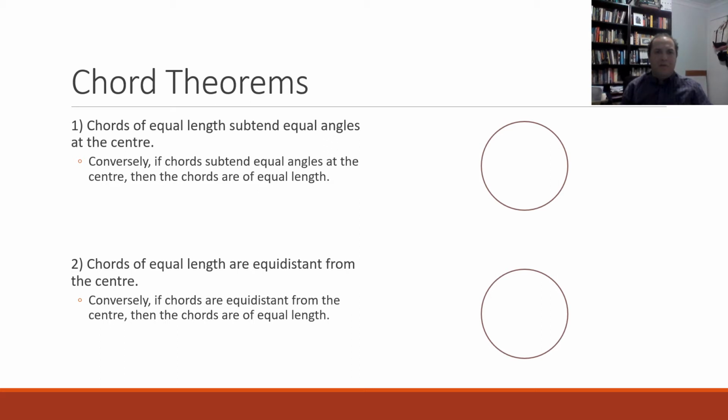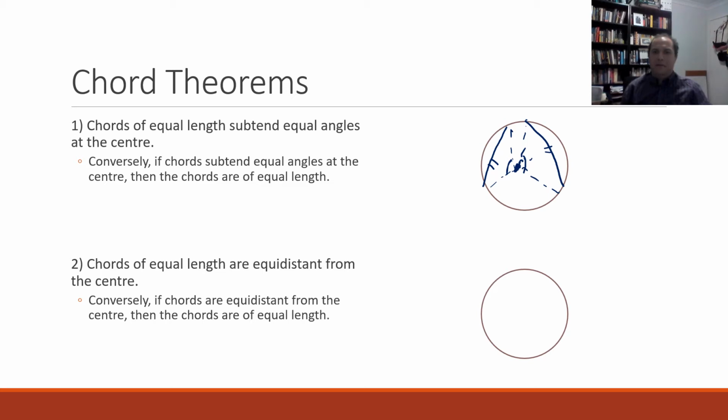So we've got chords of equal length subtend equal angles at the center. So if we've got a chord here, and let's say we've got another chord here, if they're the same length, then at the center they subtend equal angles. So this angle here is equal to this angle here, if that's the center. And that's basically our symbol there. So you've got the 2 triangles with the chords of equal length, and the angles that they subtend, they are equal. Now the opposite is also true.